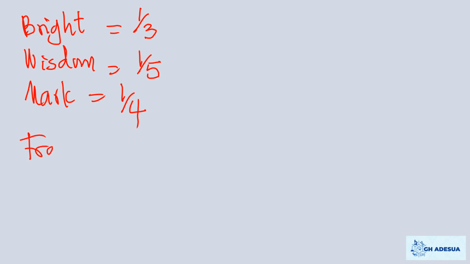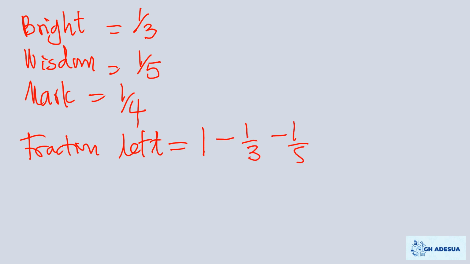So, fraction left. Now the fraction left would be the original fraction, which will be 1 in this case, minus 1/3, minus 1/5, minus 1/4. Now, this is one of the ways to solve it. You could have also chosen to add all the fractions contributed, that would be 1/3 plus 1/5 plus 1/4. When you have that fraction, then you take it from 1, and that will give you the fraction left. So let's solve this in this way, then we'll use the other method.